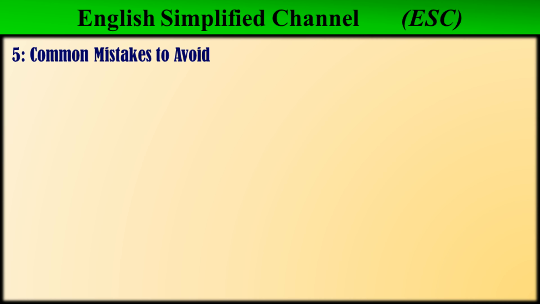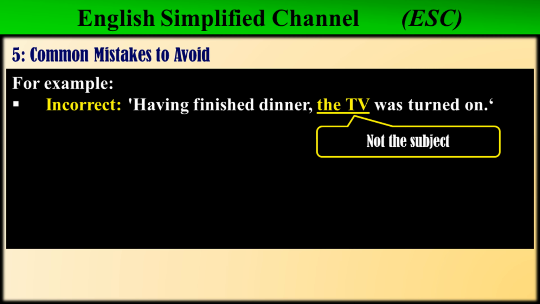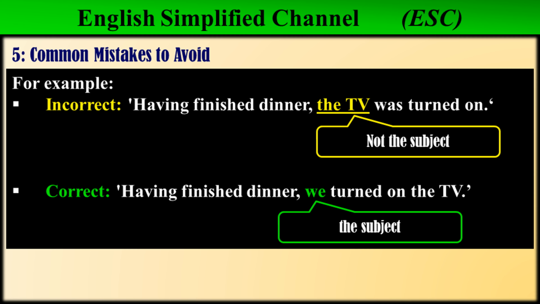Section 5. Common mistakes to avoid. One common mistake is forgetting to match the subject of the having clause with the subject of the main clause. For example, having finished dinner, the TV was turned on. This sentence is incorrect because the TV can't be the subject of this sentence. Simply say, the TV can't do dinner, can it? So to correct this sentence, it should be, having finished dinner, we turned on the TV. The subject we should be the same for both the having clause and the main clause.